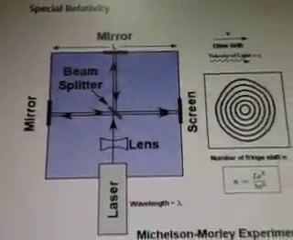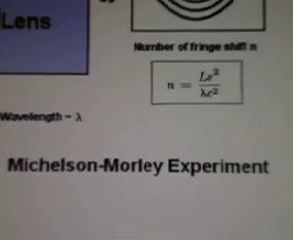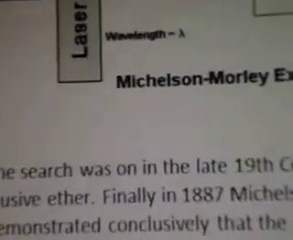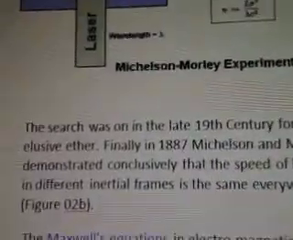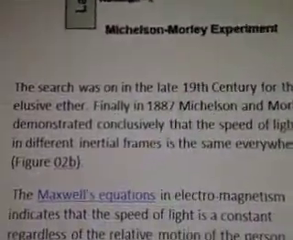and a laser. And it's ether drift, velocity of light equals c, and number of fringe shift is n equals lv² over λc². It's the Michelson-Morley experiment. So you can use this technology with this space elevator.